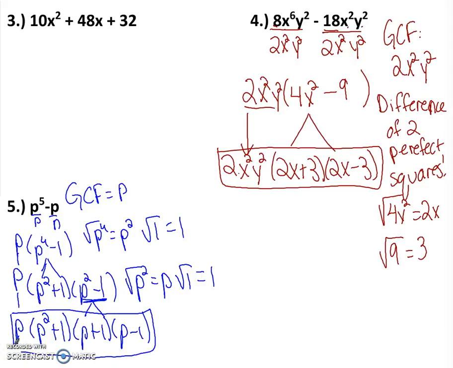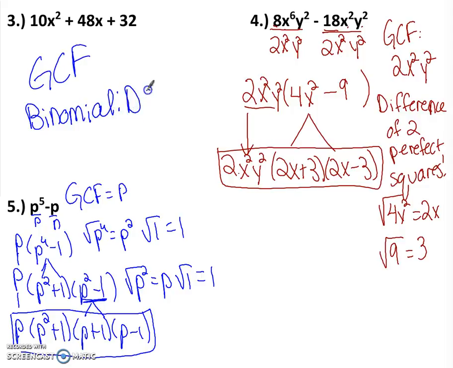So remember when you're doing them, first, is there a GCF? Remember, if it's a binomial, check for a difference of 2 squares. Look and see, is it a perfect trinomial? Go back and check. Factor completely.